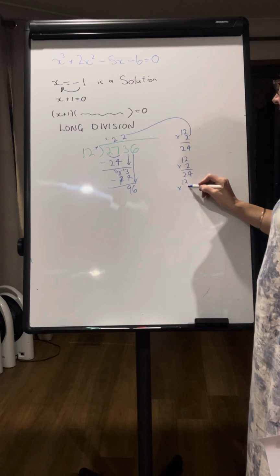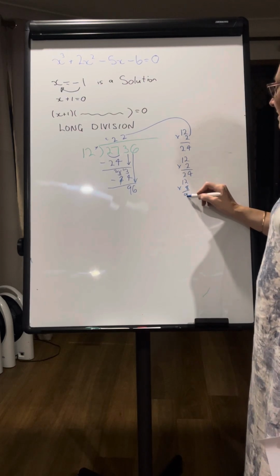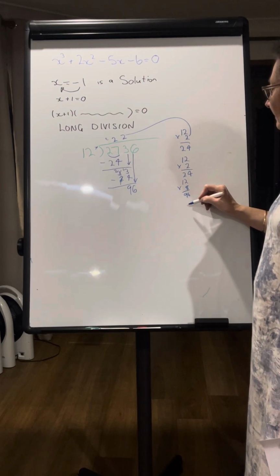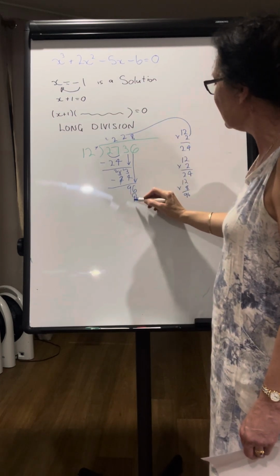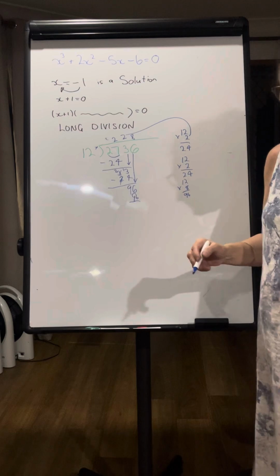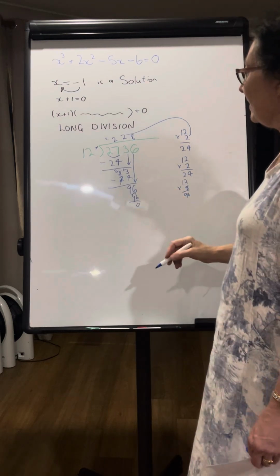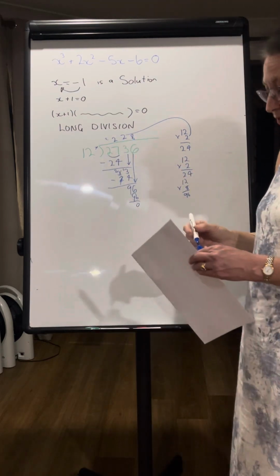12 times 8 is 96. And so I put the 8 at the top, the 96 down the bottom. That was a good guess. I did not know that. And you get 0. So 12 times 228.